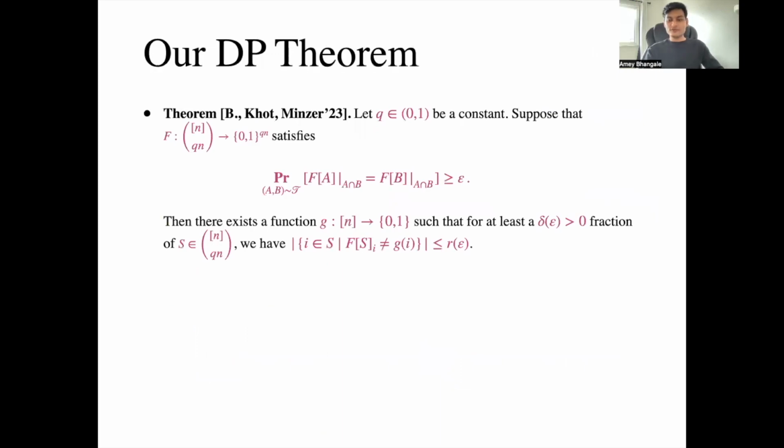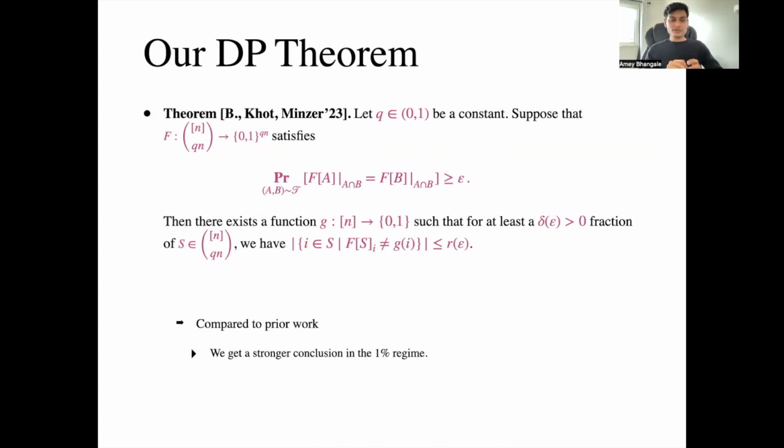So the statement of our direct product result is this. Let Q be any constant, and suppose F maps every subset of size Qn to a string of length Qn, so that the direct product test passes with non-negligible probability. Then there exists a global string A such that for at least some poly epsilon fraction of the sets, the table agrees with the global string on all but constantly many coordinates. So in this sense, this is a stronger conclusion.